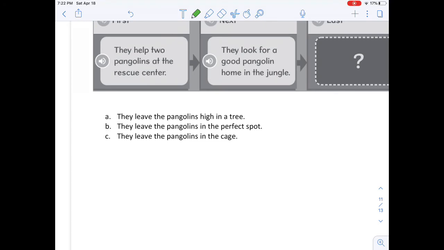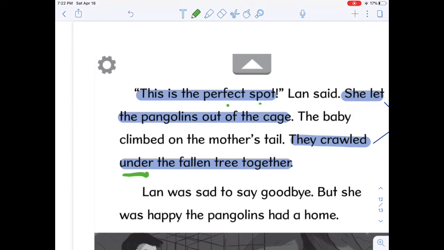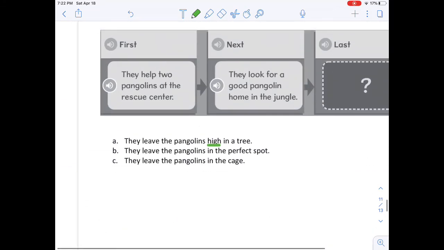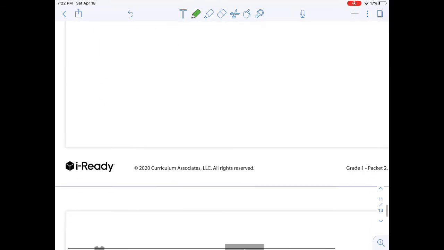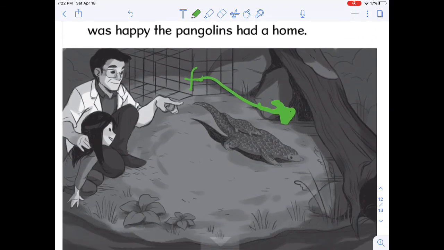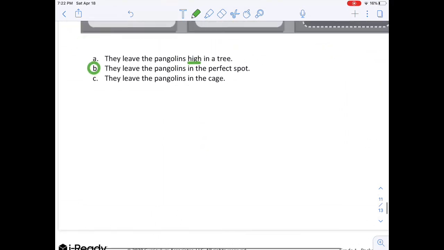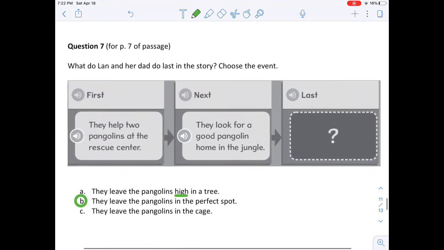So let's go back. It says they leave the pangolins high in the tree. Oh, that's a word we need to pay attention to, because I bet some of you picked that because they were near a tree, weren't they? But they were not high in the tree. So I hope that we read carefully on that one. They leave the pangolins in the perfect spot. Look, they even use the same word, perfect spot. So we know that is our answer, don't we? Yes. And this one says they leave the pangolins in the cage. Were they in the cage? So we could use our picture clues and text clues to answer that question.